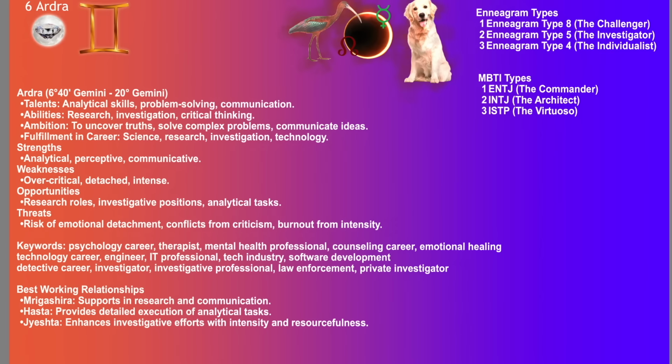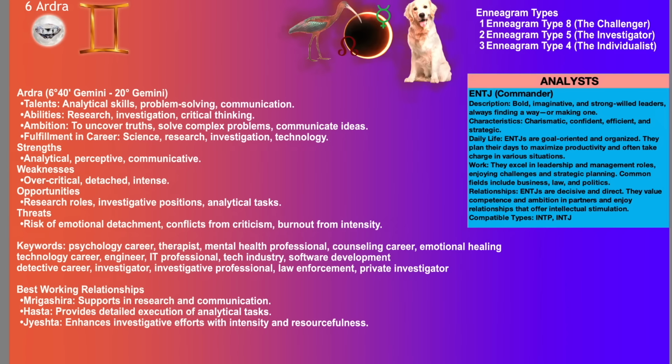The first of the MBTI type is ENTJ. Let's see where ENTJ falls and what it does. ENTJ, the commander. Again, they are analysts. You will find the signature everywhere which ties in parallel to the nakshatra itself. So if you are an ENTJ, a commander kind of material, who's bold, imaginative, strong-willed leader, always finding a way or making one for yourself, that is Rahu at its best. Charismatic, confident, efficient, and strategic.